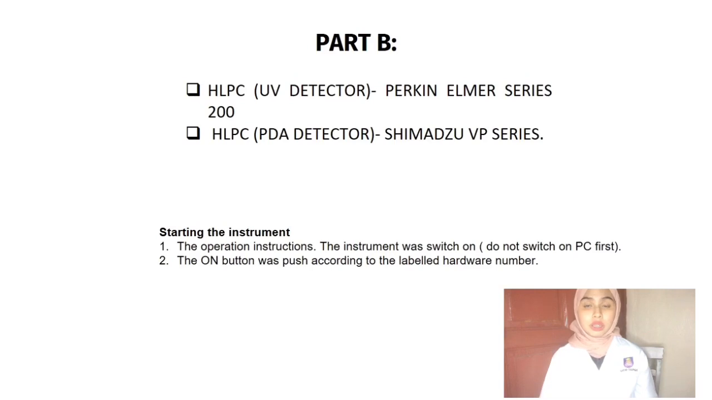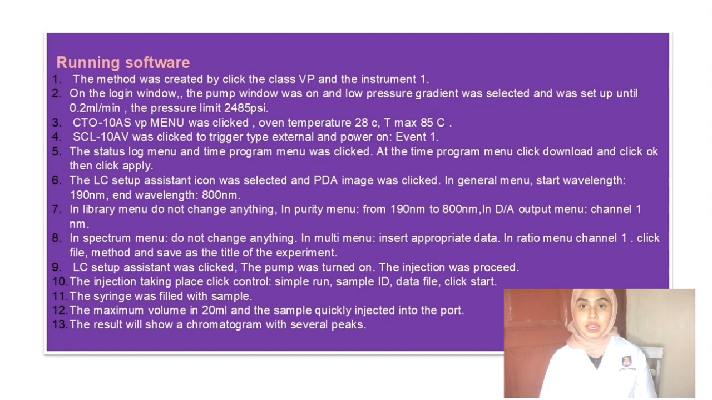On the login window, the pump window was on and low pressure gradient was selected and was set up to 0.2 ml per minute. The pressure limit is 2485 psi. Next, the CTO 10 AS VP menu was clicked. Oven temperature 28 Celsius, Tmax 85 Celsius. Then SCL 10 AV was clicked, trigger type external and power on, Event 1. The status log menu and time program menu was clicked. At the time program menu, click download and then click on, then click apply.